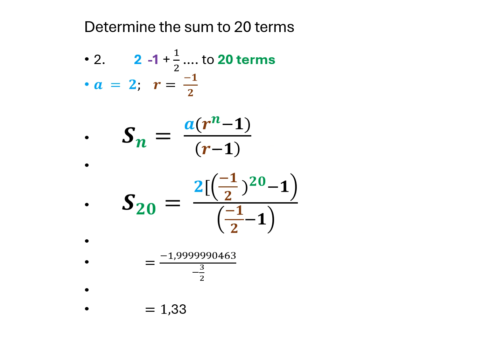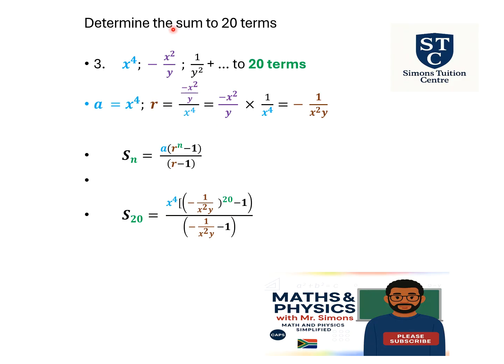Right, we look at the third one. Determine the sum to 20 terms. My term 1 is x to the power 4. Term 2 is minus x squared over y. Term 3 is 1 over y squared, plus all the way to 20 terms. a there, my first term, equals x to the power 4. r is term 2 divided by term 1.